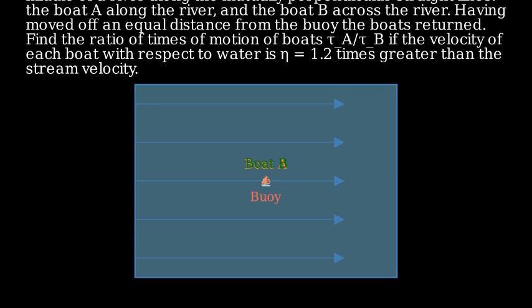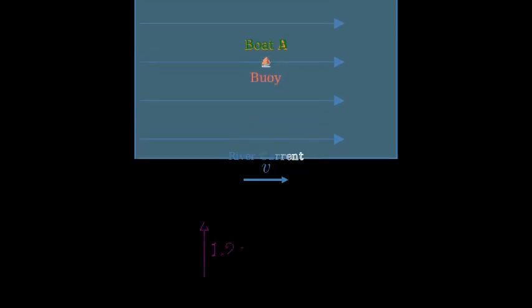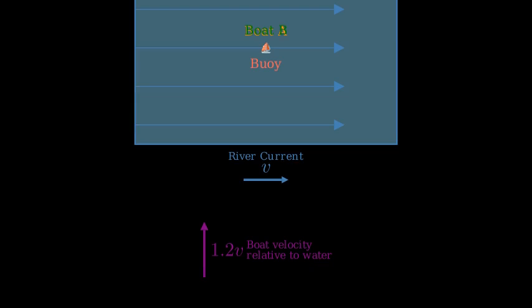Let's define the velocities and distances in our problem. Let v be the velocity of the river current. According to the problem, each boat has a velocity with respect to water that is 1.2 times the stream velocity. So the boat velocity relative to the water is 1.2 v.